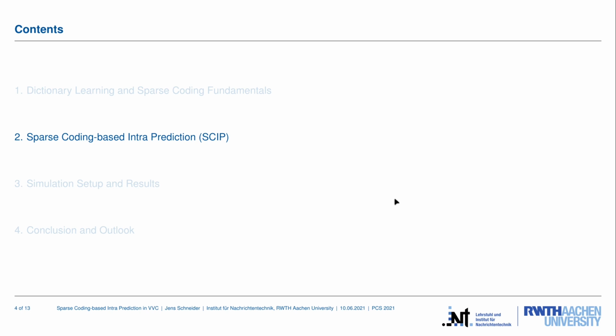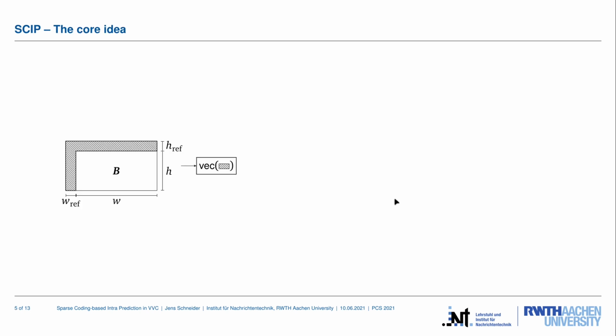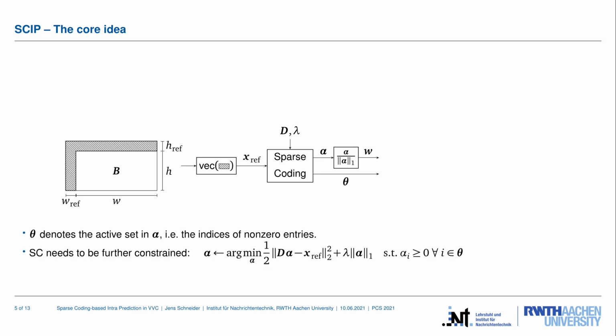Let's continue with the description of sparse coding-based intraprediction. First, let's take a look at the core idea from the decoder perspective. The decoder will have available the hatched area, the reference area, and can perform calculations based on that. First of all, this area is vectorized, forming the vector xref representing the reference area. Afterwards, sparse coding is performed on this vector in a dictionary D with a penalty lambda. Of course, the dictionary has to be available at the decoder side and will need to be trained before, but let's cover the training process in a later step in this talk.